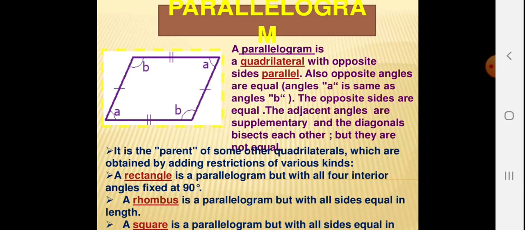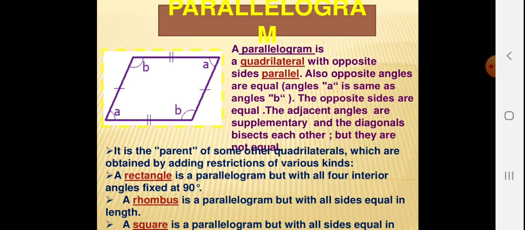Parallelogram has opposite sides parallel, and also opposite angles are equal. So here you can see that opposite angles B and B are equal, and A equals A. The adjacent angles are supplementary to each other. That means they add up to 180. If A is 100, then B must be 80. But they are not equal. The adjacent angles are supplementary.